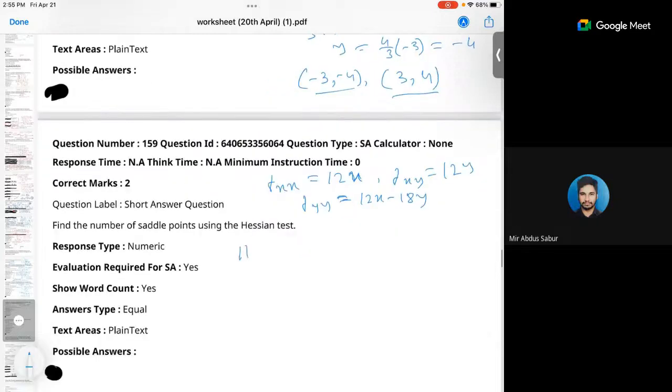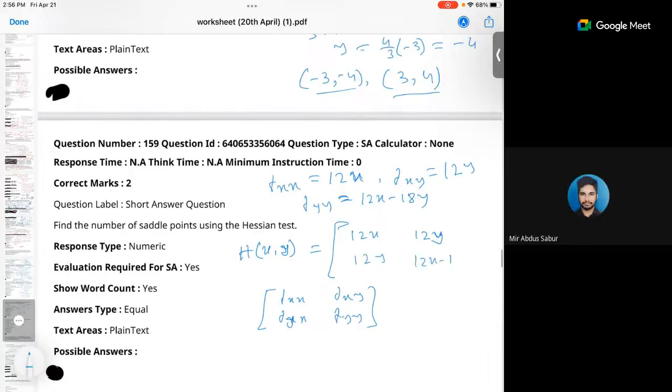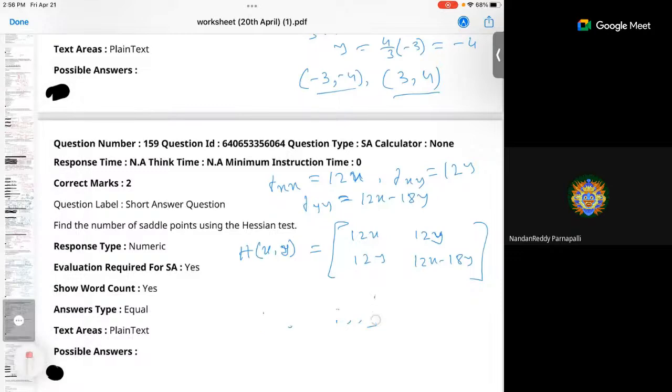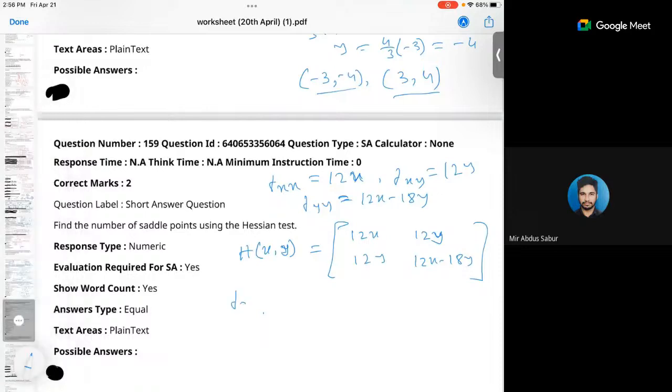Yes, sir. So the Hessian matrix will be: 12x in the first row, first derivative with respect to x, in the second row with respect to y, right? The matrix will be this way: 12x, 12y, 12y, 12x minus 18. We are only going to find the determinant, so the order doesn't matter. For the determinant, you can write it this way also: f_xx f_yy minus f_xy squared.